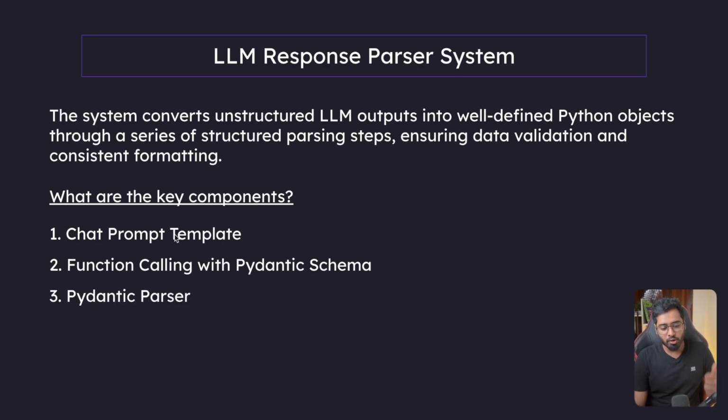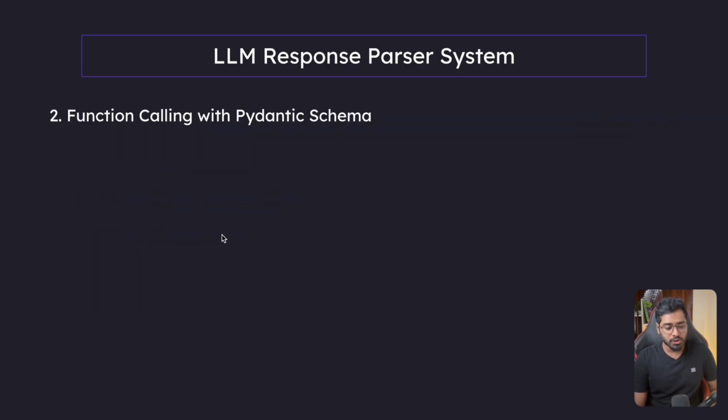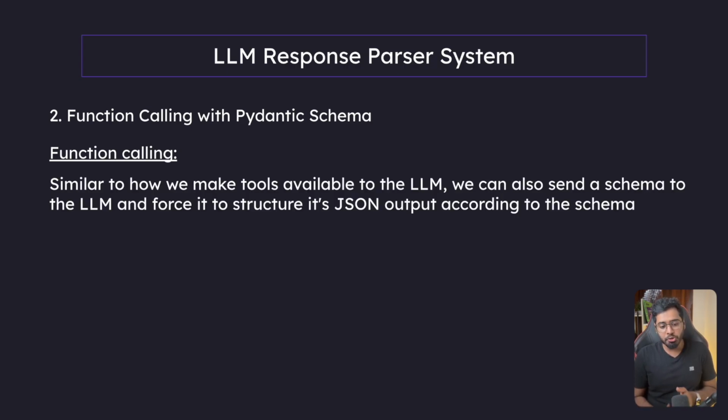So since we already understand the chat prompt template, let's move on to the second one, which is the function calling with a Pydantic schema. We already know what tool calling or function calling is, but just to give a refresher, similar to how we make tools available to the LLM, we can also send a schema to the LLM and force it to structure its JSON output according to the schema. But what is Pydantic right here?